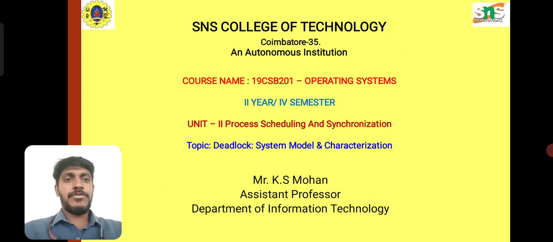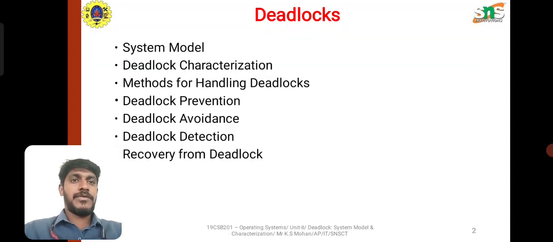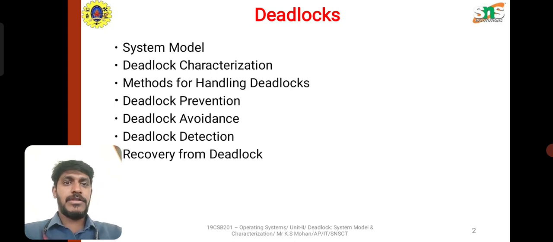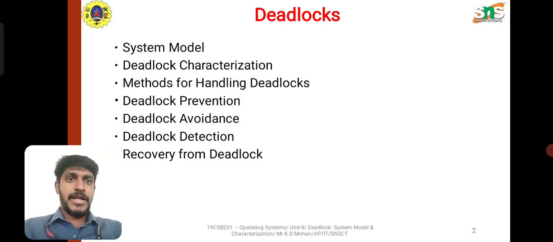In this lecture video, we are going to discuss deadlock: what a deadlock is, the system model of a deadlock, what the characteristics of deadlock are, and how we can achieve deadlock avoidance. In the introduction, we will discuss the system model, deadlock characterization, and methods for handling deadlocks: deadlock prevention, deadlock avoidance, deadlock detection, and recovery from deadlocks.